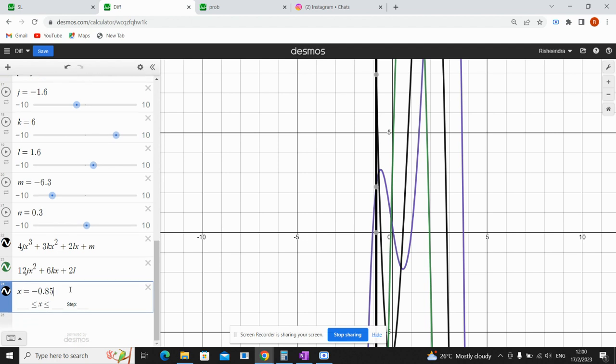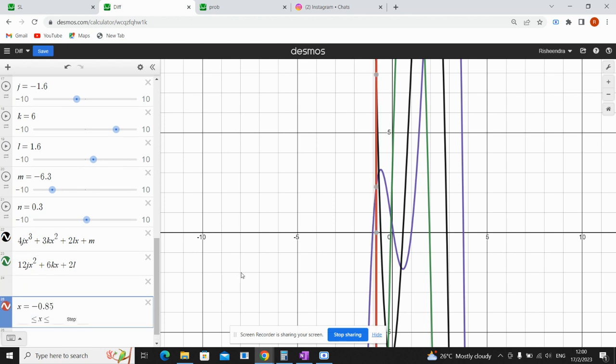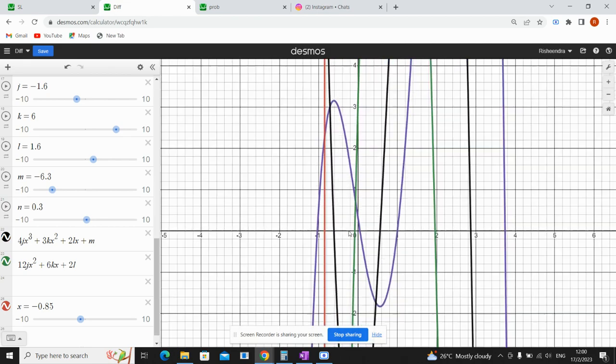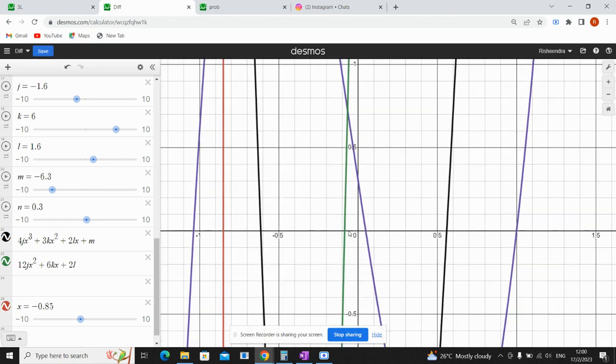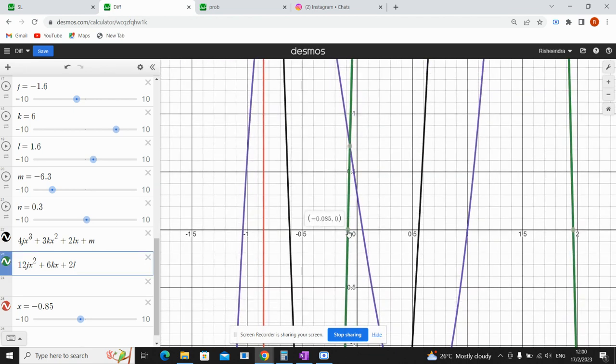I want another color instead of black, so x has a red line. Look at here, the double differentiated green line, where it hits zero. Look, it hits zero at 0.085. Sorry.